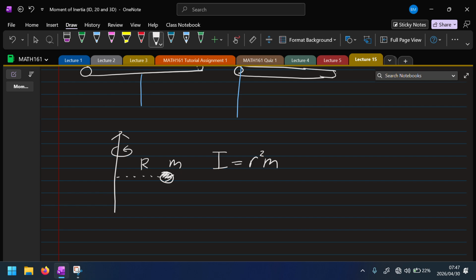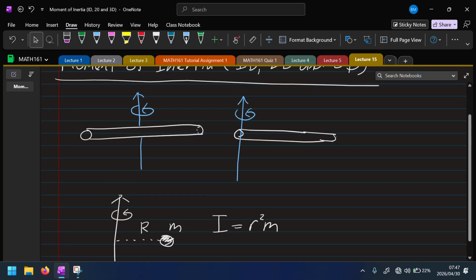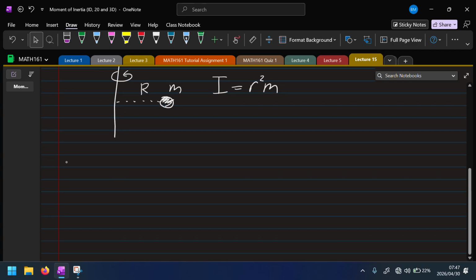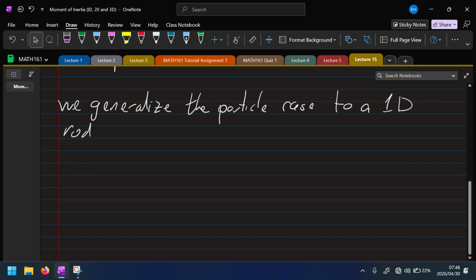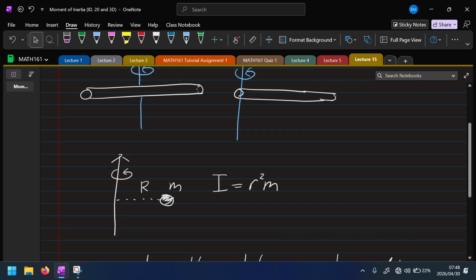Now, this is just for a single mass going around. What we're going to do now is generalize this, like we did yesterday, for not a single mass, but a bunch of little masses along the rod. So let's generalize this to a 1D rod. Let's have a look at this picture again.